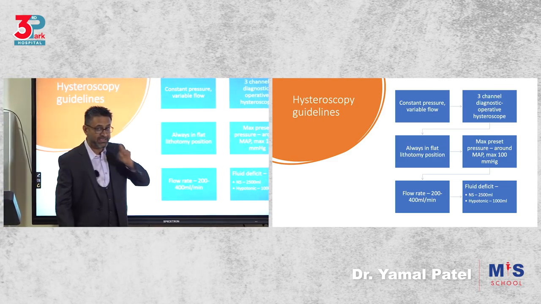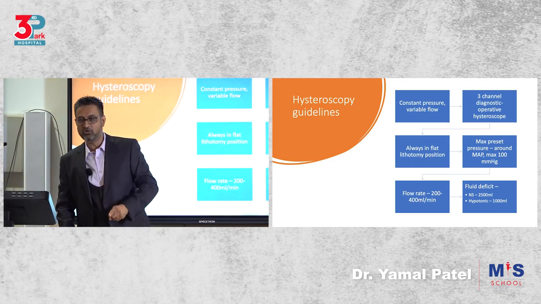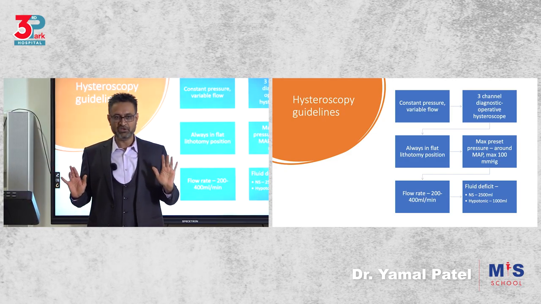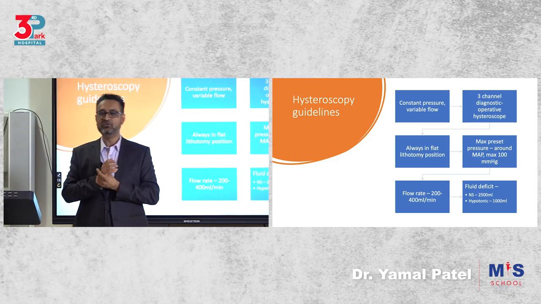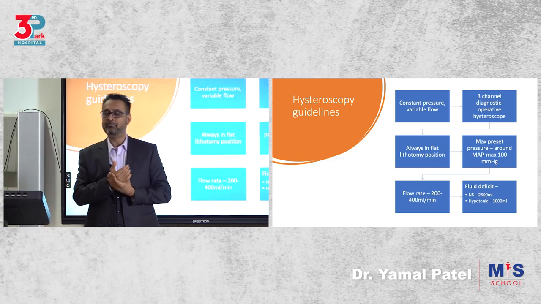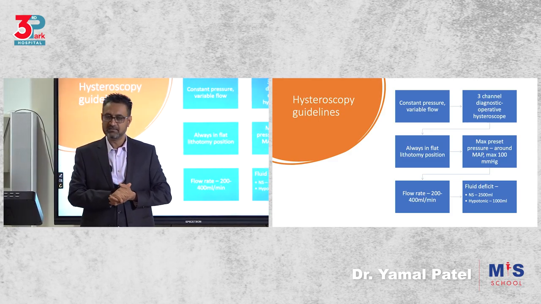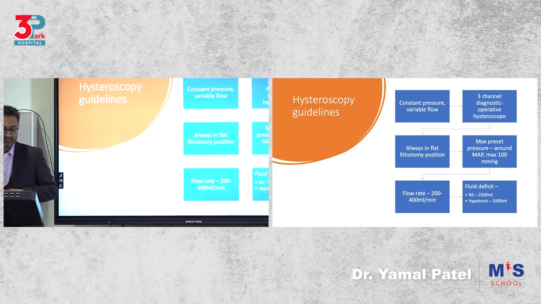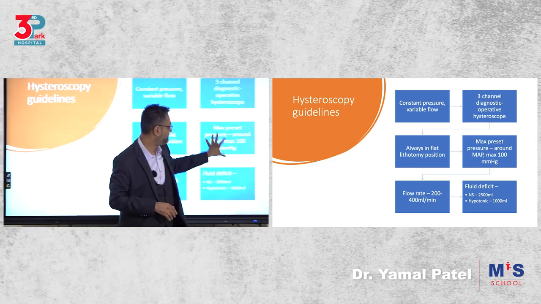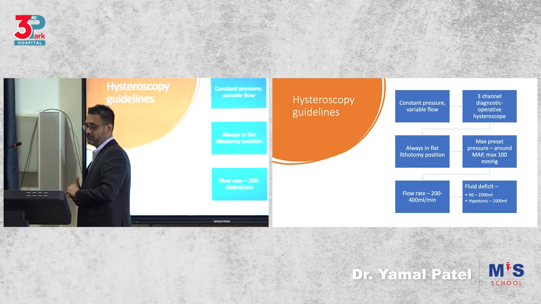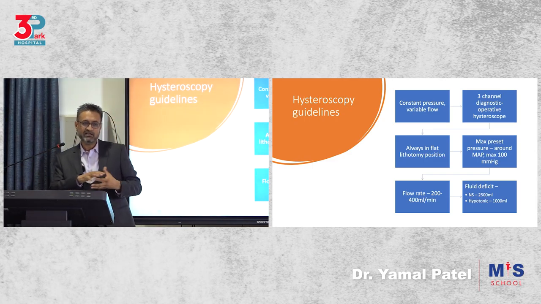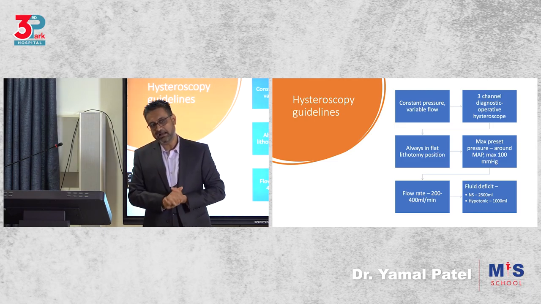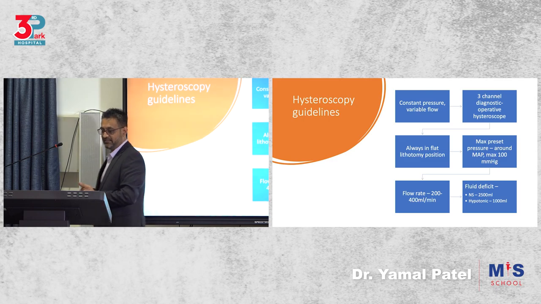Don't do hysteroscopy in a Trendelenburg position. I warn you, don't do it. If you ever do that and you have a problem like an air or gas embolism, you will kill the patient. So don't do it in a Trendelenburg position, keep the patient flat. Then work around the maximum preset pressures, the MAPS, at a maximum of 100 millimeters. Don't go very high and get a nice stretch on the balloon of the uterus. I don't believe it's necessary, and I feel it can be dangerous at times.